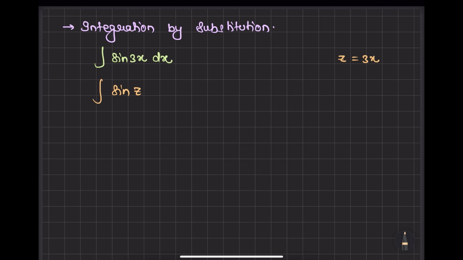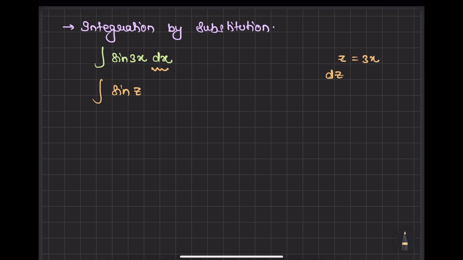But if you change the function, look at this, you have taken z. So you have changed the parameter now. Now your function will become sine of z. z is the parameter. Earlier x was the parameter. So you have to change this dx as well. The parameter also you have to change. So for that, what will we do? We will differentiate both sides in terms of x.